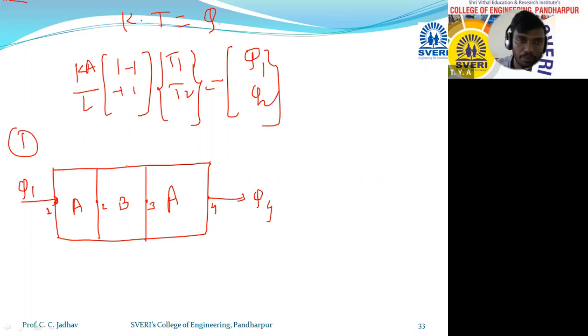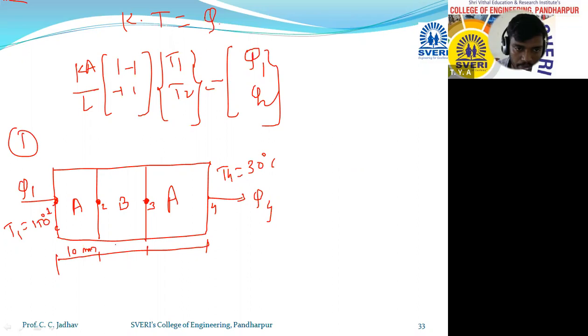Already they have given the temperature at T1 side 150 degrees Celsius, T4 side 30 degrees Celsius. We have to find out the temperature at points 2 and 3 and the heat flux. Okay, and length of all the elements: first is 10 mm, 20 mm insulation and 10 mm again. This AA means A is a material, same material outside, this A material and this A material same, only B material is an insulation material which is having separate properties.